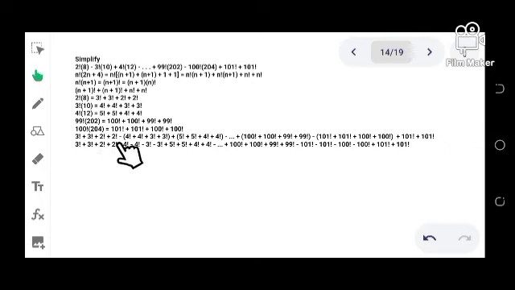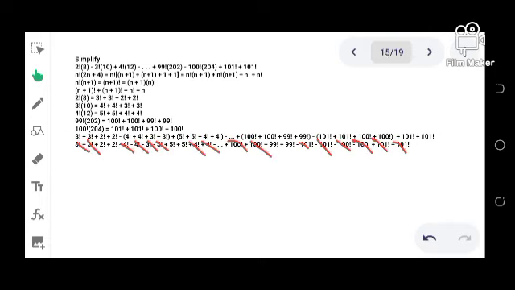Now, simplifying this by removing the parentheses, we have 3 factorial plus 3 factorial plus 2 factorial plus 2 factorial. Since there is a minus here, we will distribute it to each of the terms inside. So this will be minus 4 factorial, minus 4 factorial, minus 3 factorial, minus 3 factorial, plus 5 factorial, plus 5 factorial, plus 4 factorial, plus 4 factorial, plus 100 factorial, plus 100 factorial, plus 99 factorial, plus 99 factorial. This one is negative, so this will be minus 101 factorial, minus 101 factorial, minus 100 factorial, minus 100 factorial, plus 101 factorial, plus 101 factorial.